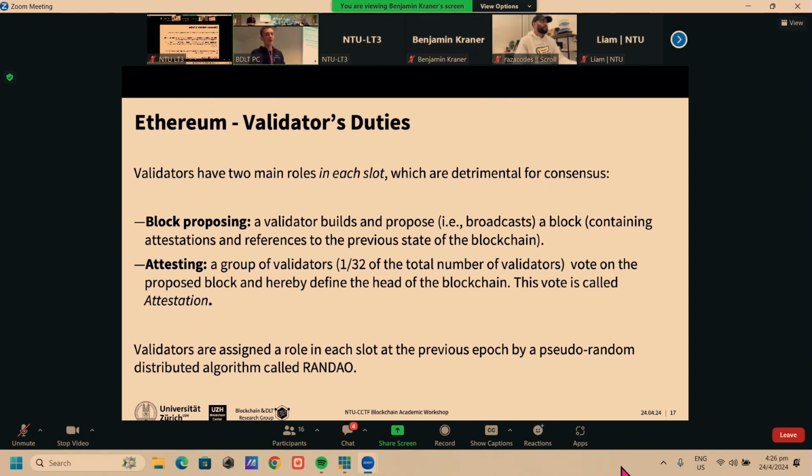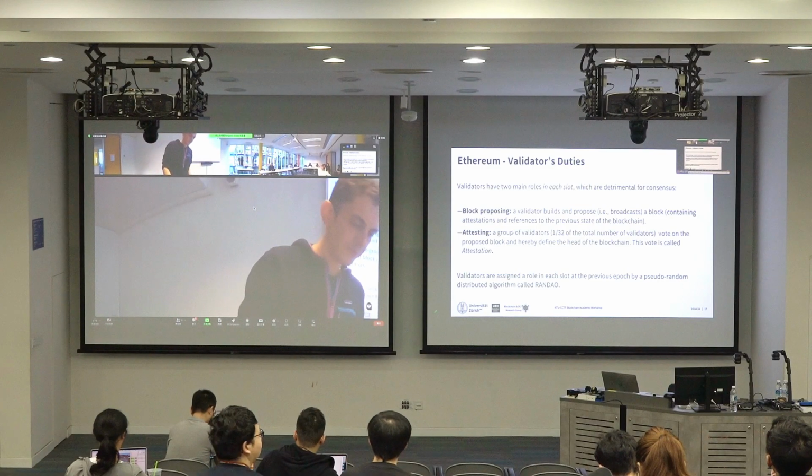This whole thing, whether they are a proposer or in an attestation committee, happens at the start of the epoch and is decided by a random algorithm within Ethereum.